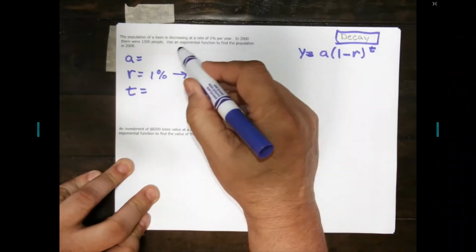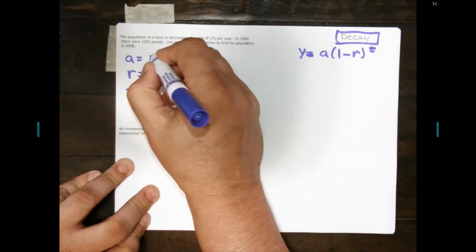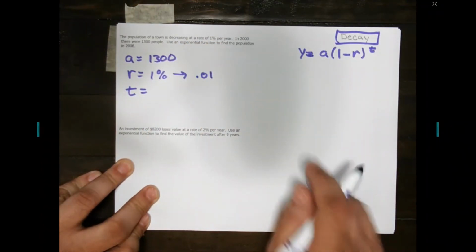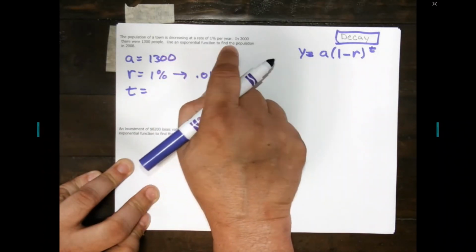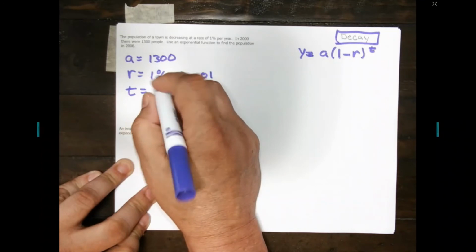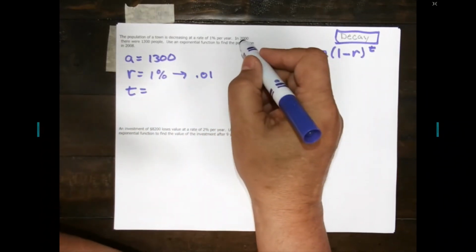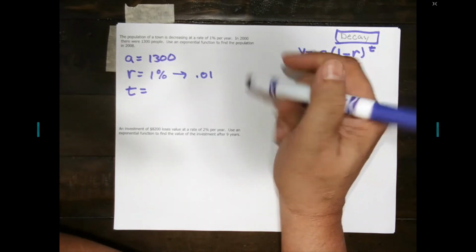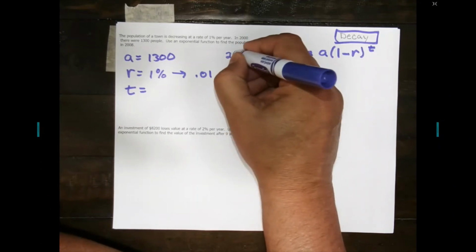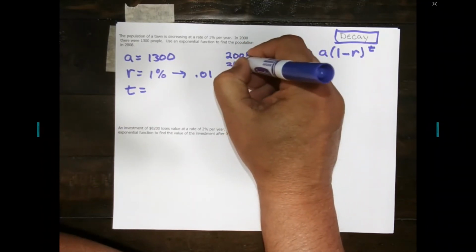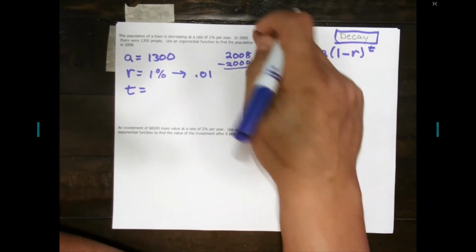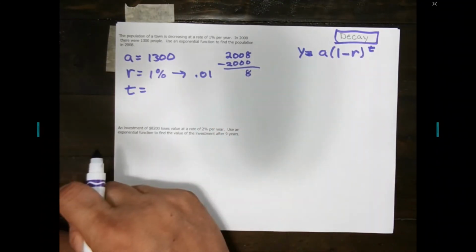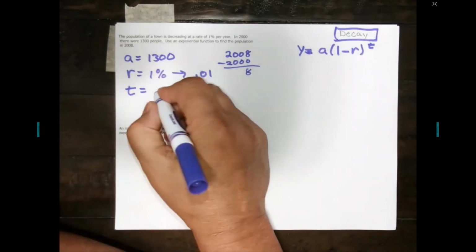In the year 2000, there were 1,300 people. That's the initial amount. Use the exponential function to find the population in 2008. So how many years went by between 2000 and 2008? Can you guess? Or should you subtract? Well, you can subtract. The easiest way, if they're big, is just to subtract. 2008 minus 2000 equals 8. You can see 2000 to 2008 is 8 years, but these numbers could be really far apart, and subtracting would be the easy way to do that. So we got 8 years.